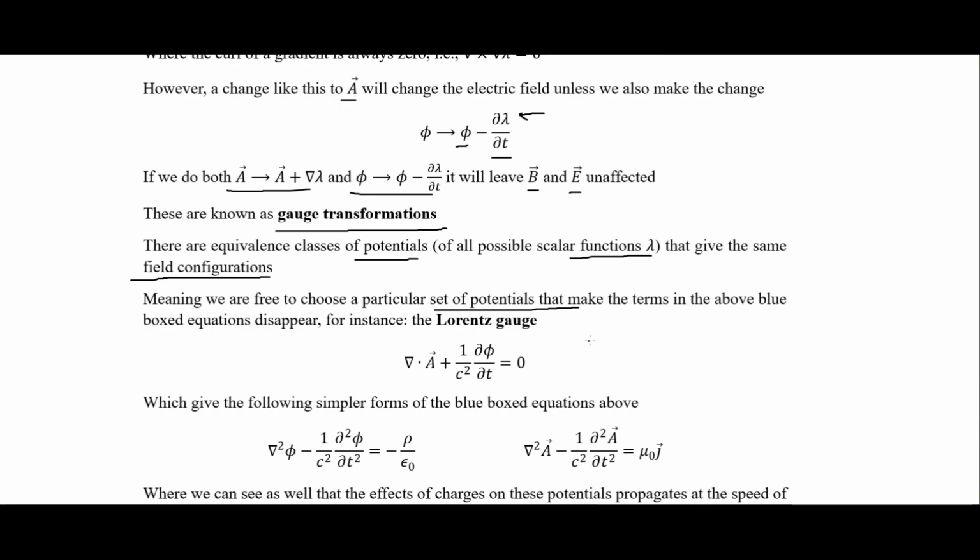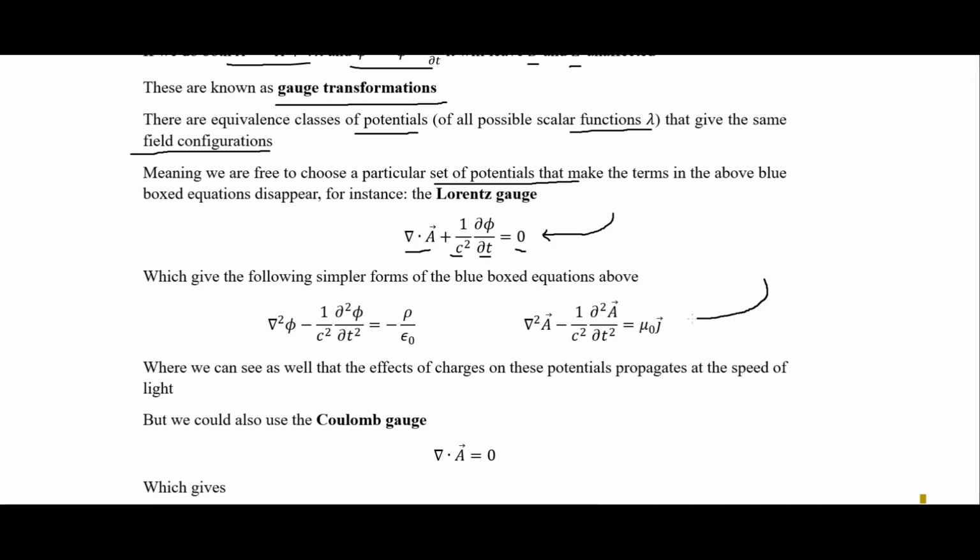For instance, in the Lorentz gauge, we're saying we have to have that the divergence of the vector potential plus 1 over c squared times the time derivative of the scalar potential is equal to 0. This will put the blue box equations from above into these simpler forms here, where we can see as well that the effects of charges on these potentials propagate at the speed of light.